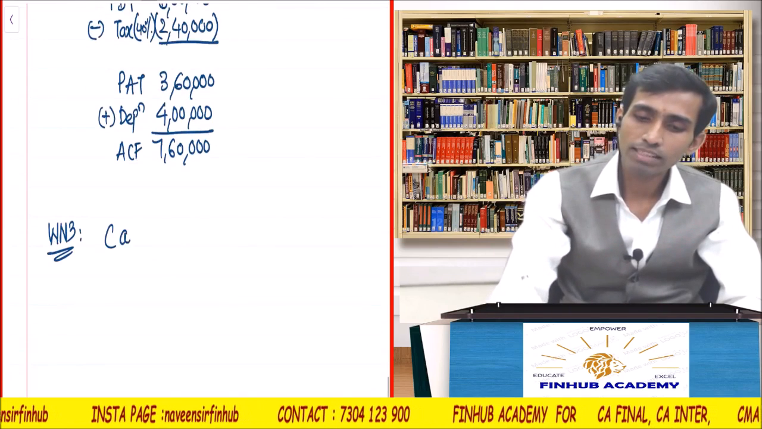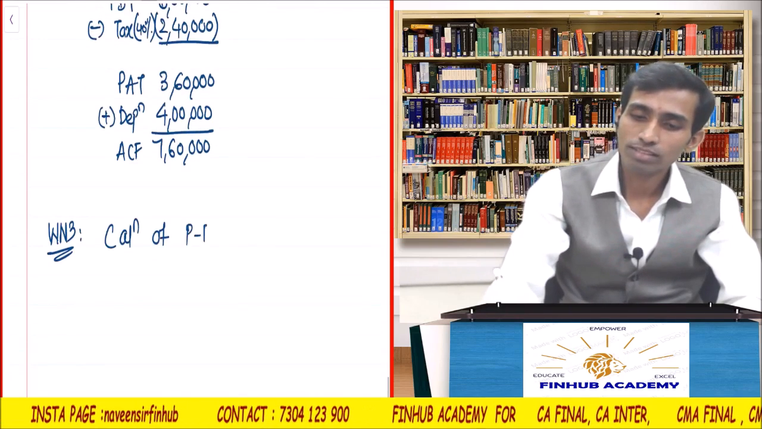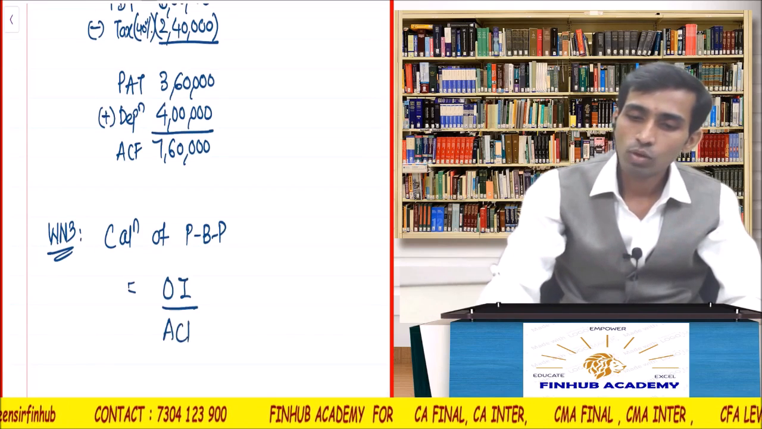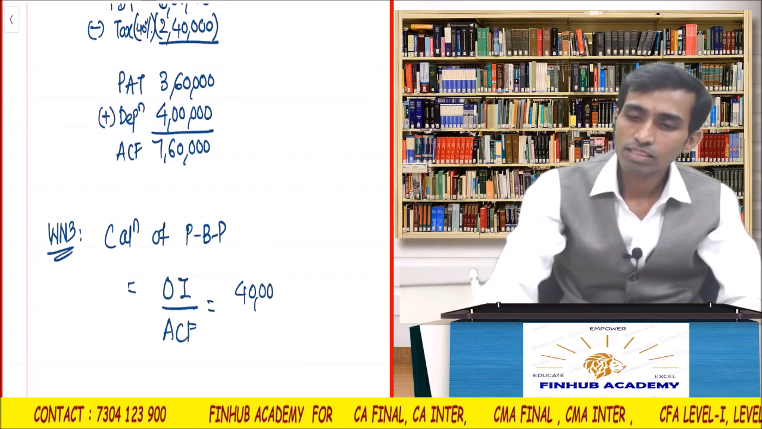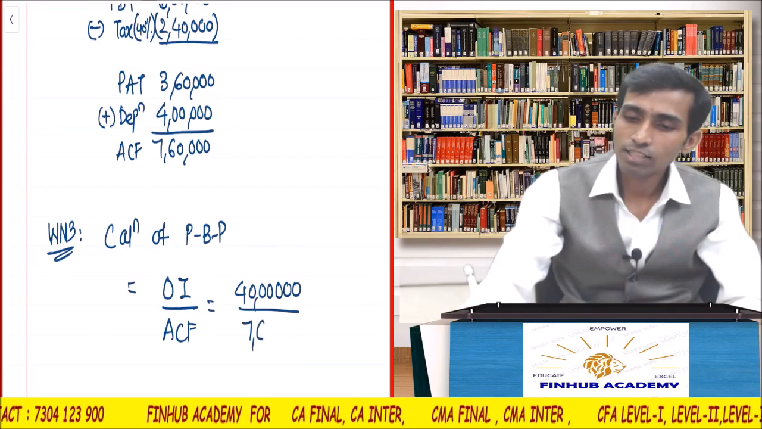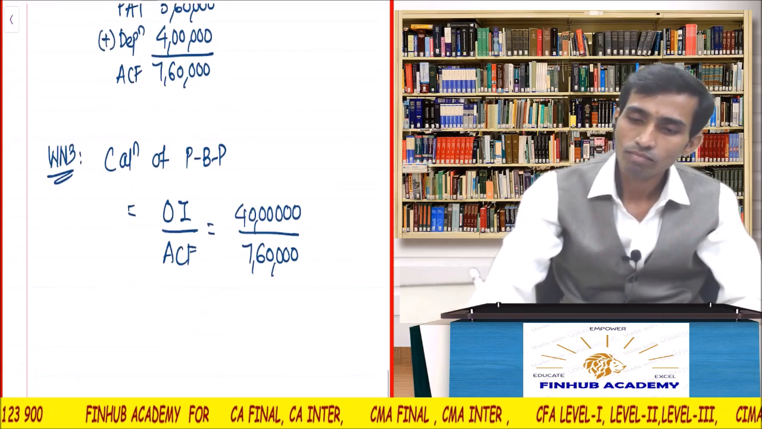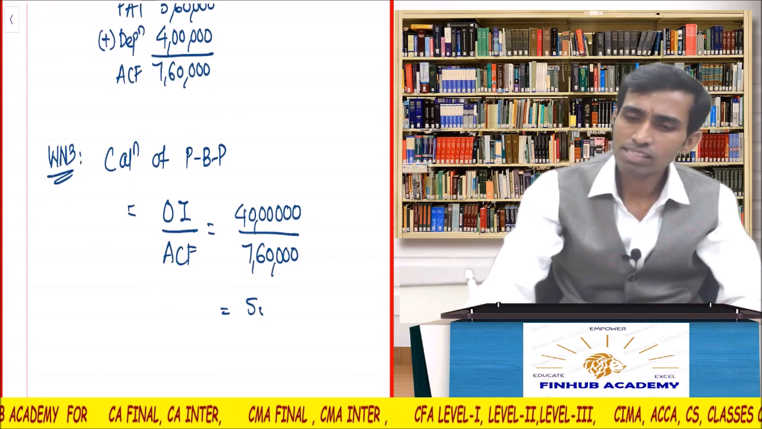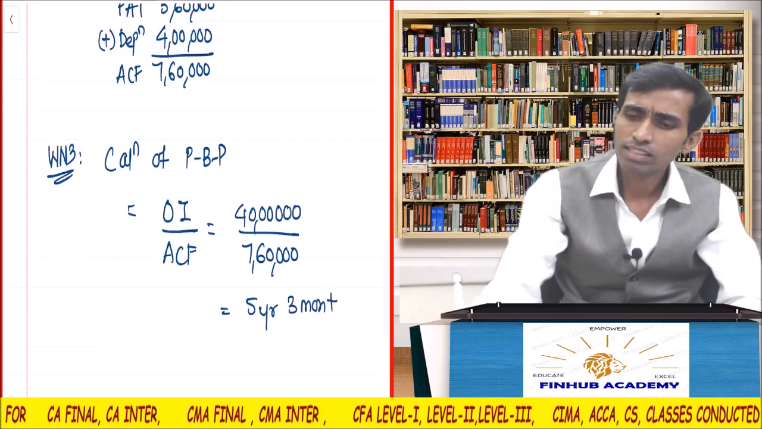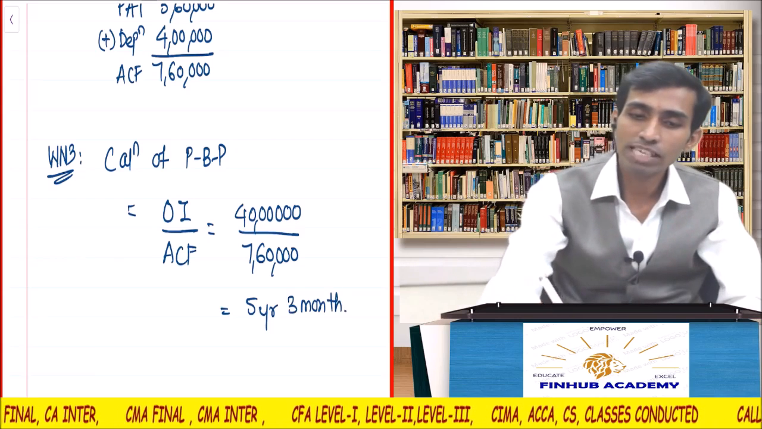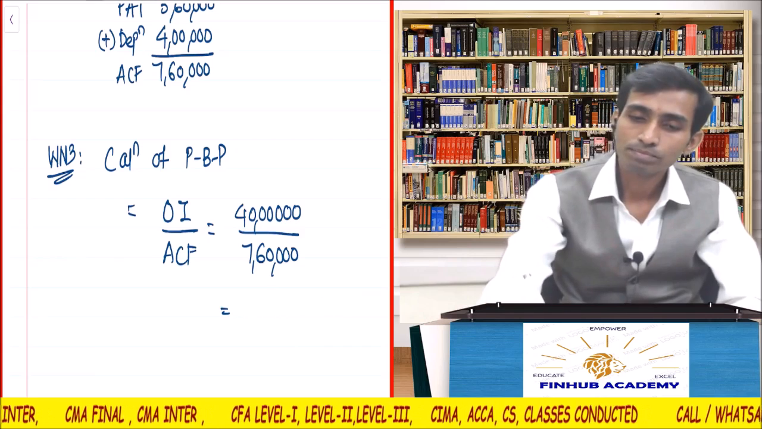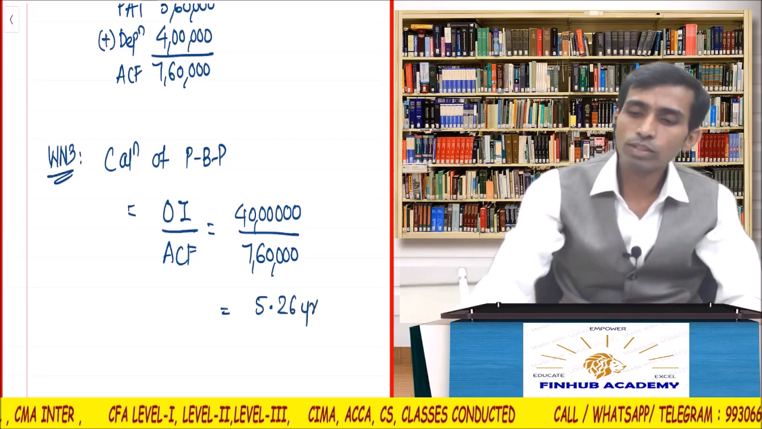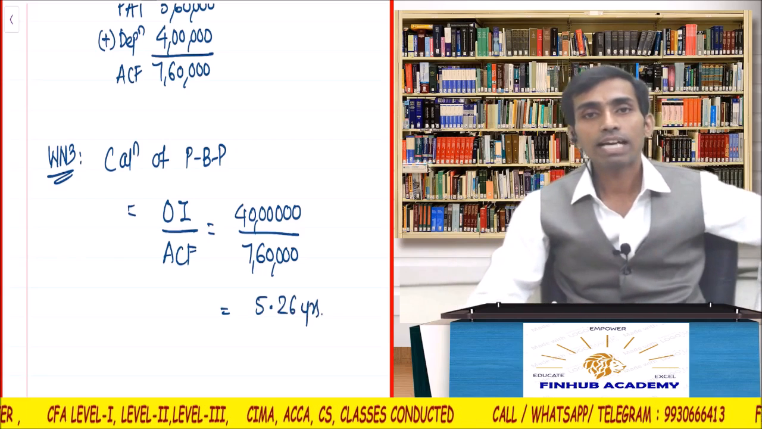Working note number 3, calculation of payback period. Payback period is equal to original investment divided by ACF. Original investment is 40 lakhs divided by 7,60,000. Answer? Someone said 5 years 3 months, someone said 3 or 4 years. Give me the decimal answer. 5 point how much? 5.26 years. Then you can convert this into months. Okay, fine. Is it clear?